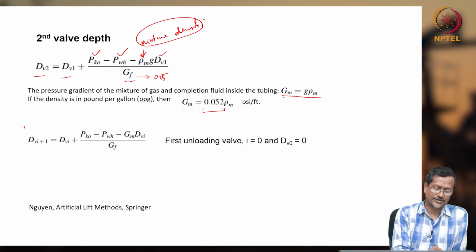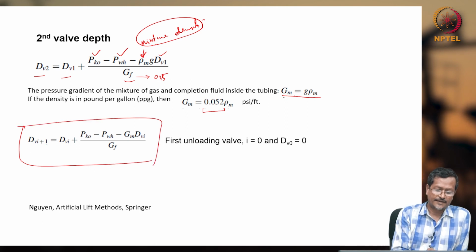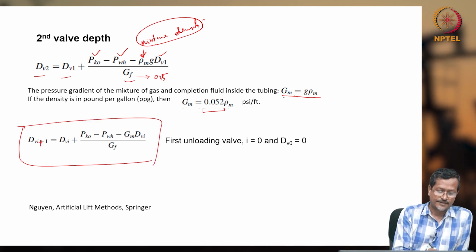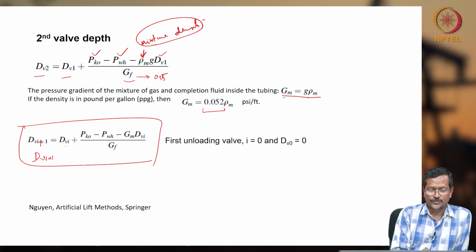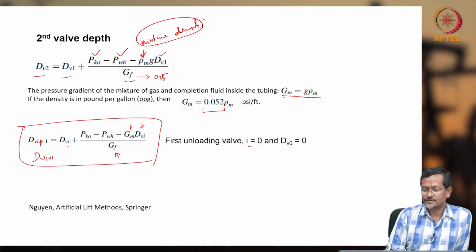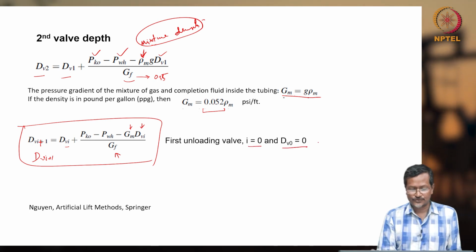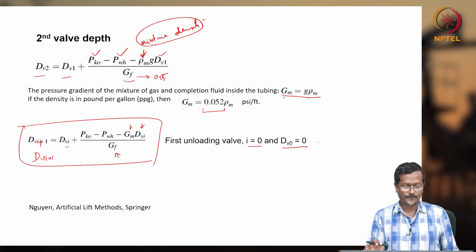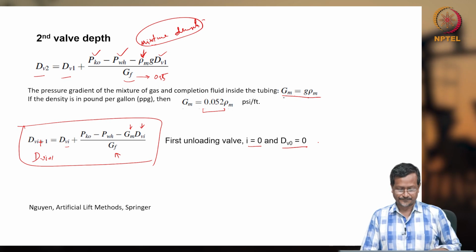So the generalized equation is dV(i+1) equals dVi plus PKO minus PWH, divided by GF, with GM dVi in the numerator. Here they are assuming the unloading valve i equals 0 and dV0 equals 0. So the first valve is taken as the zero point, and then you can get all the valves.